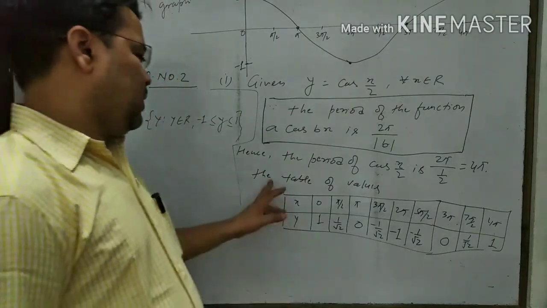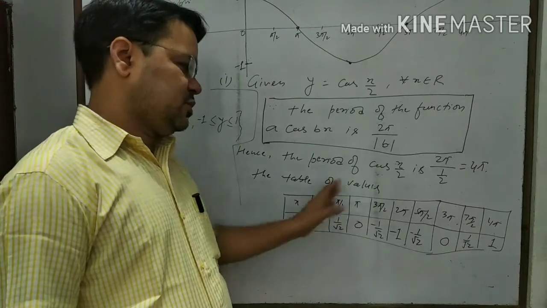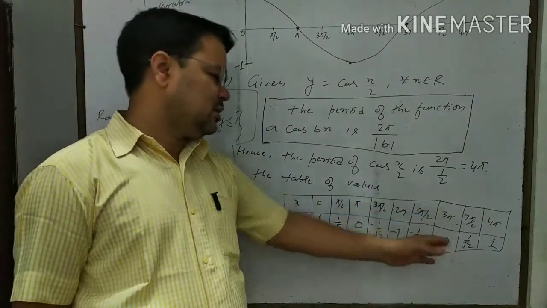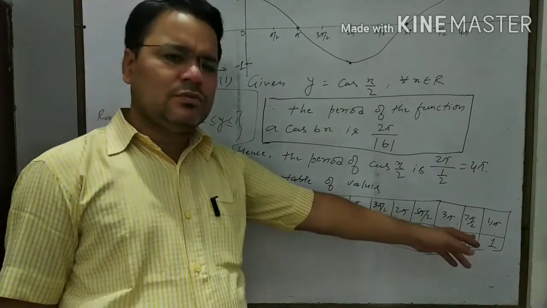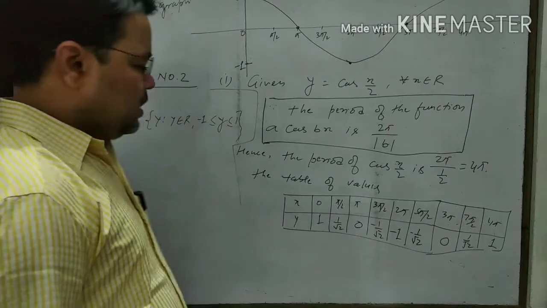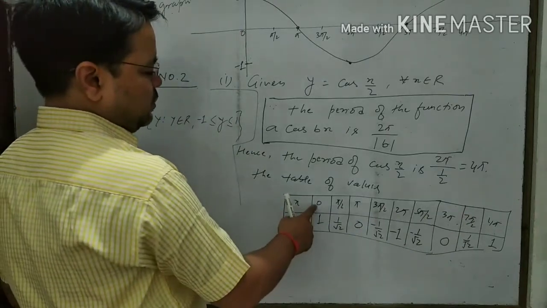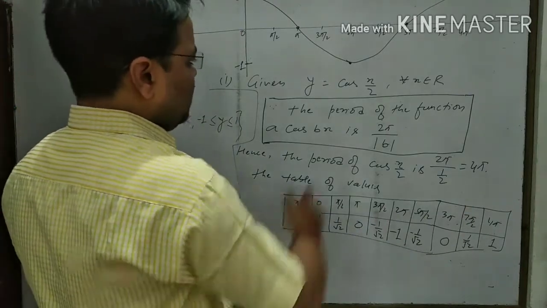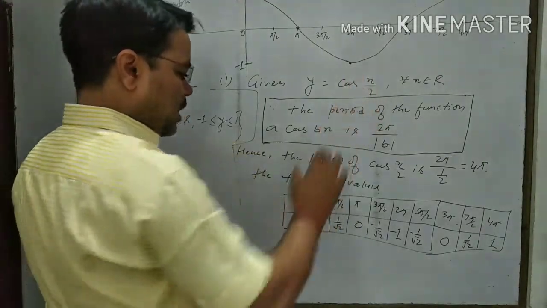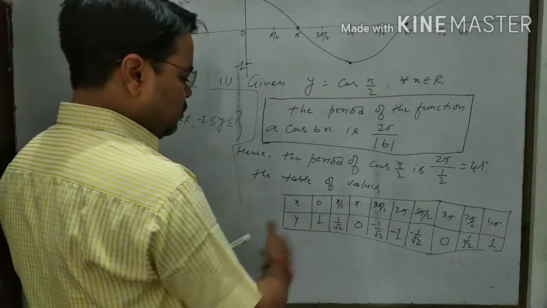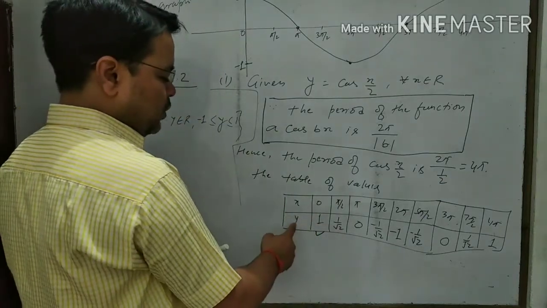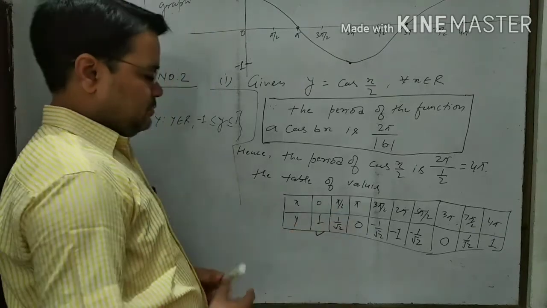Now we try to make the table of values. You can take other values of x also, but according to my convenience, I am taking these values. Here, if x is equal to 0, then cos 0 by 2 means cos 0, and we know that cos 0 is equal to 1. It means at x is equal to 0, the value of y is equal to 1.